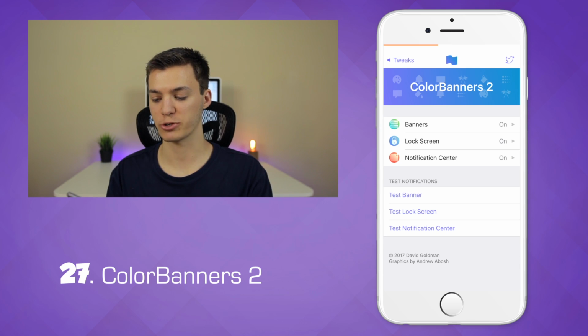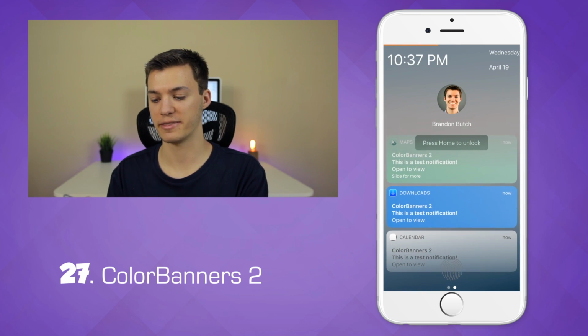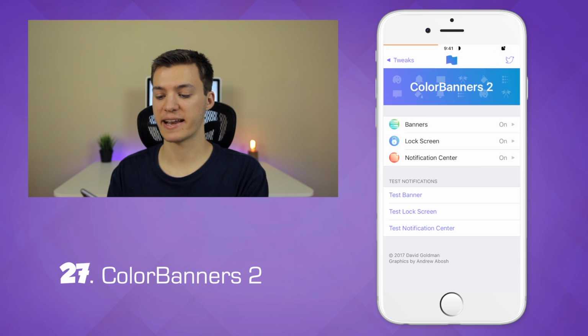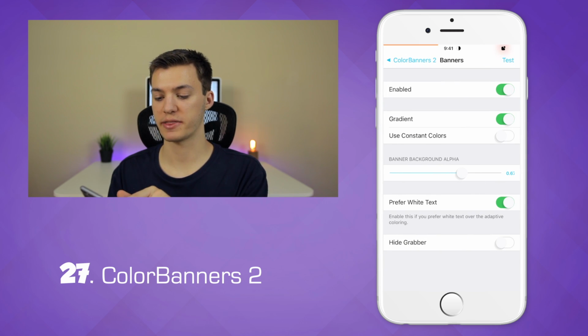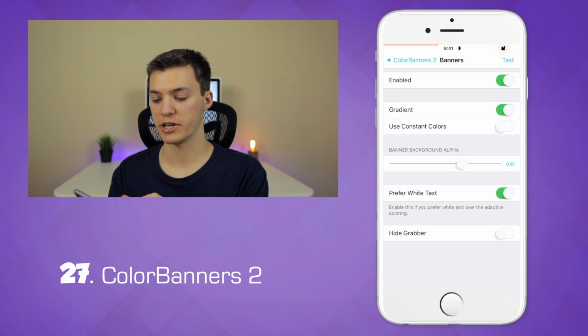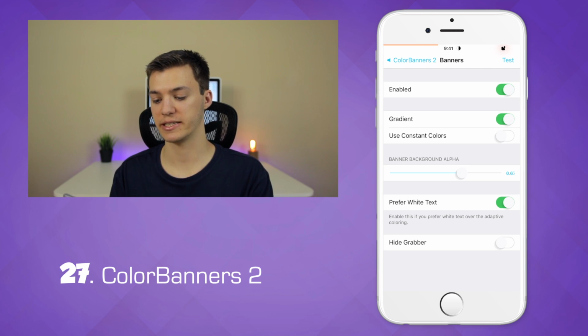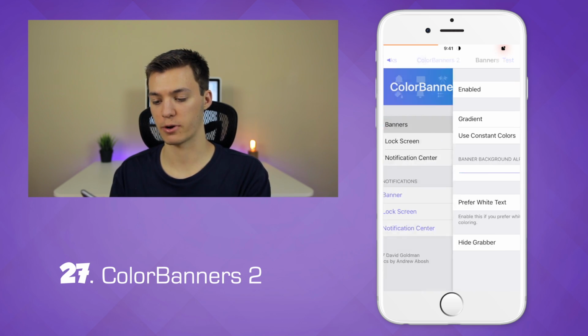If we go ahead and test the lock screen, you can see how they look on the lock screen right there. Looks really good. And if we go into the settings for the banners, you can see we have the kill switch right there. We have gradient. You can use constant colors. You could change the alpha color, like the transparency. You can prefer white text, you can hide the grabber and things like that.